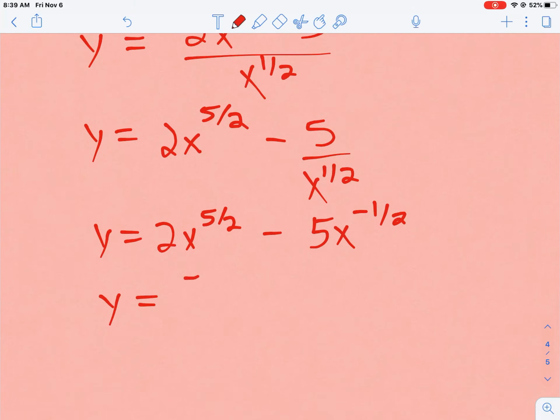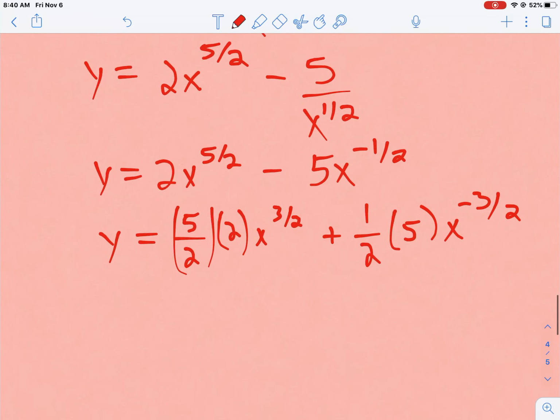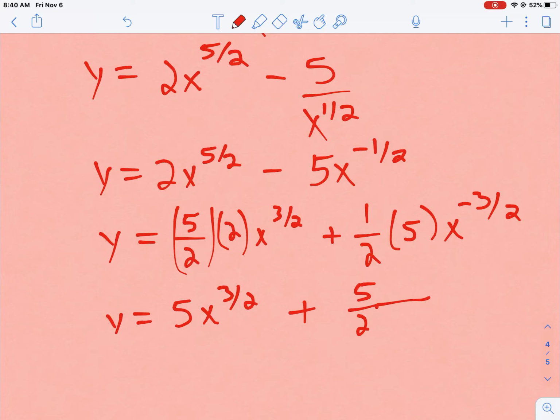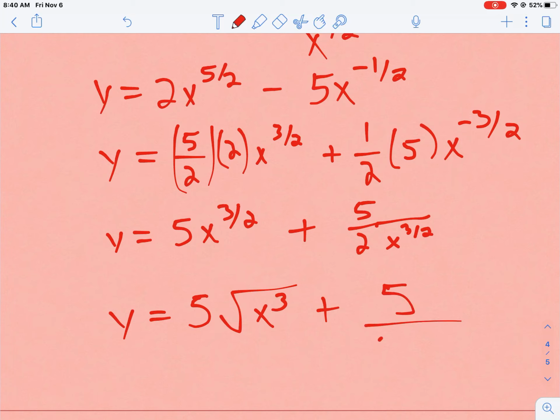So we get, I'm going to write this out this time, 5/2 times 2, x to the 3/2 plus 1/2 times 5. I brought the negative 1/2 down, x to the negative 3/2. So now I've got 5x to the 3/2 plus 5/2 over x to the 3/2. And I get y equals 5 square root of x cubed plus 5 over 2 square root of x cubed.